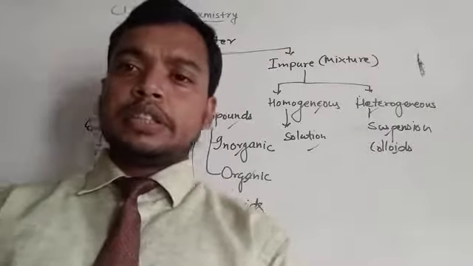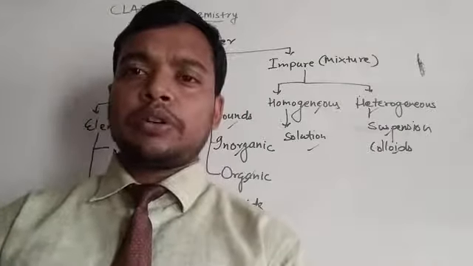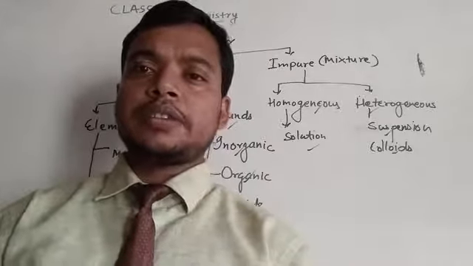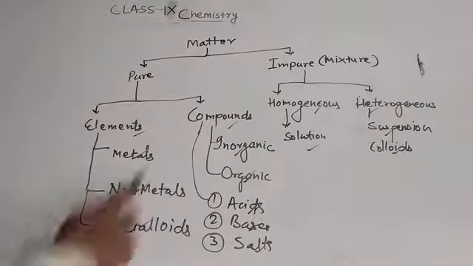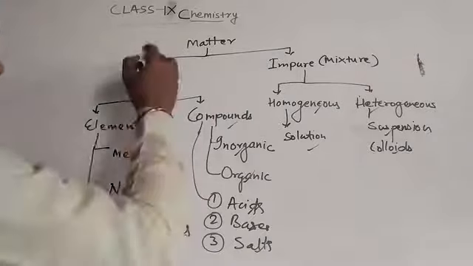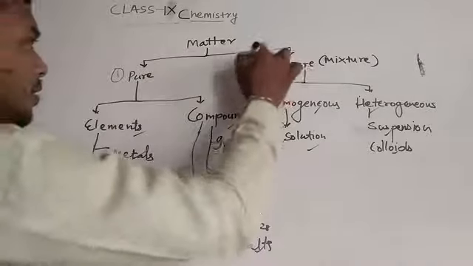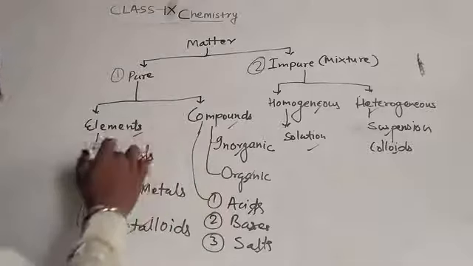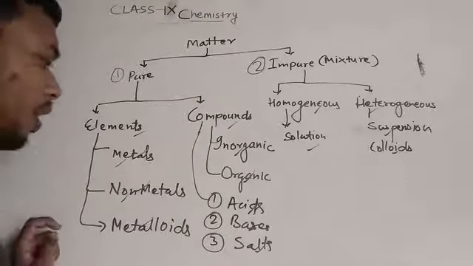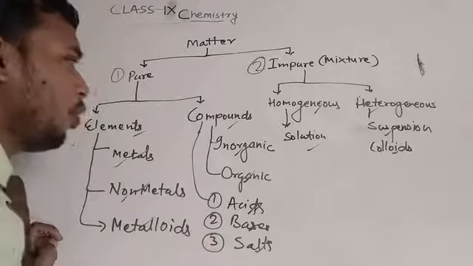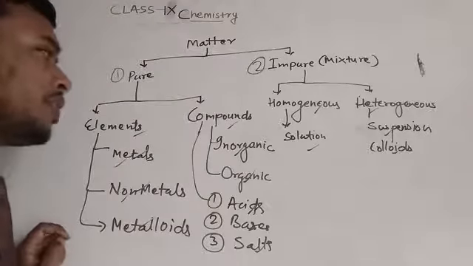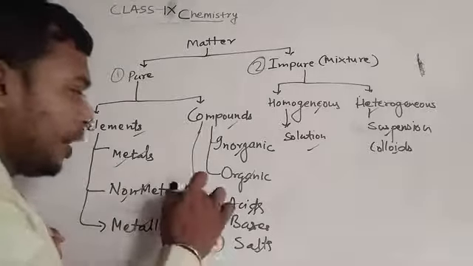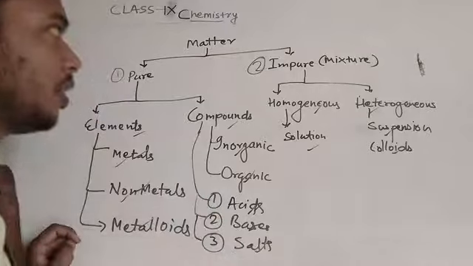But in chapter 2, Matter Around Us Pure, we classify matter on the basis of chemical classification. Matter is divided into two categories: first pure and second impure. Pure is further divided into elements and compounds. Elements are further divided into metals, non-metals and metalloids. Compounds are divided into subcategories, inorganic and organic. In another way, we have divided them into acids, bases and salts.